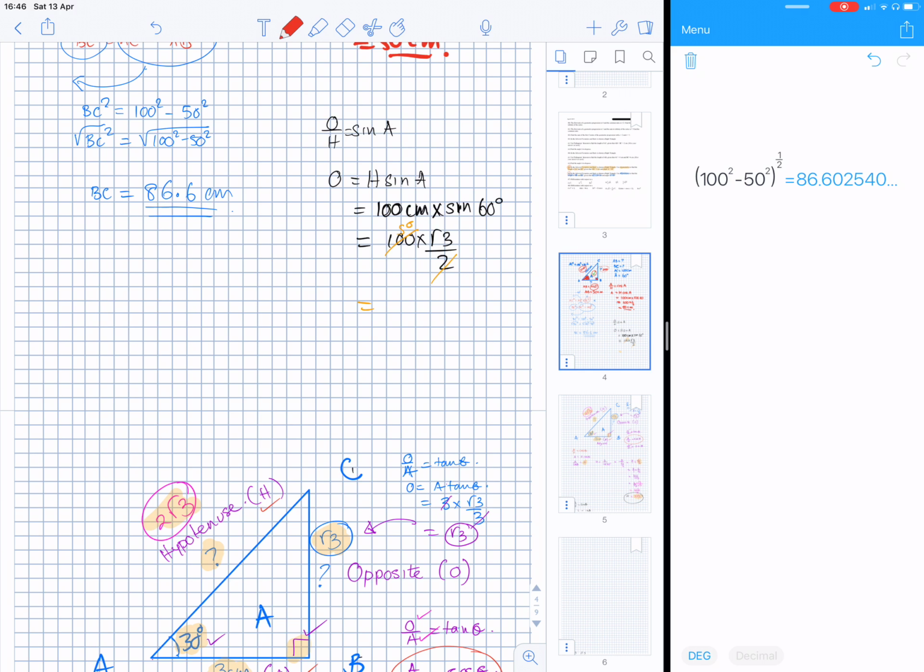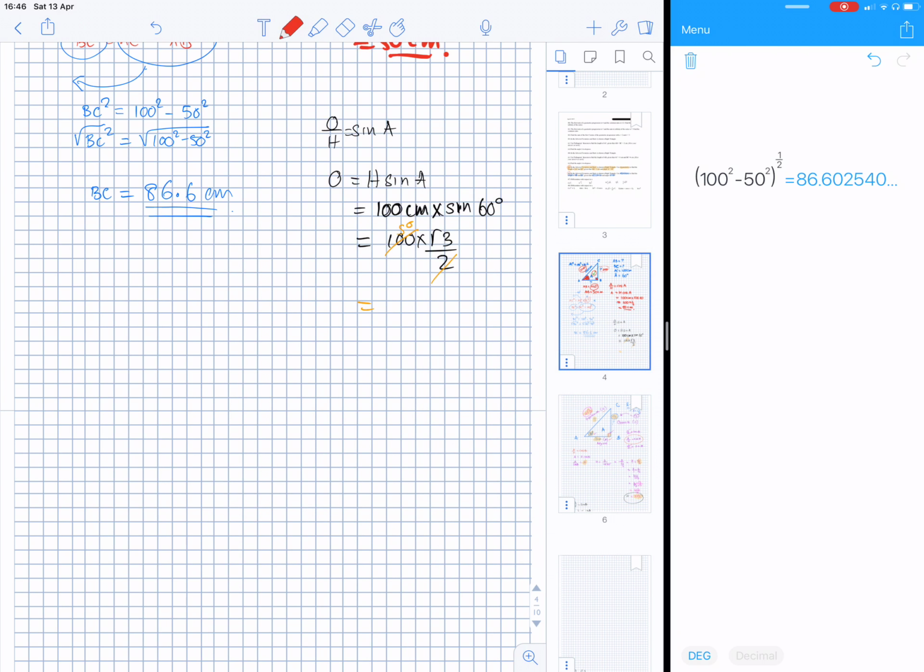I just need another page. So this is equal to 50 root 3. If we do 50 root 3, we get 86.60254, which is exactly the same as the other one. So the answer is 86.6 centimeters, or you can leave it in that form. I hope that is clear. Right, so we leave it here for now.